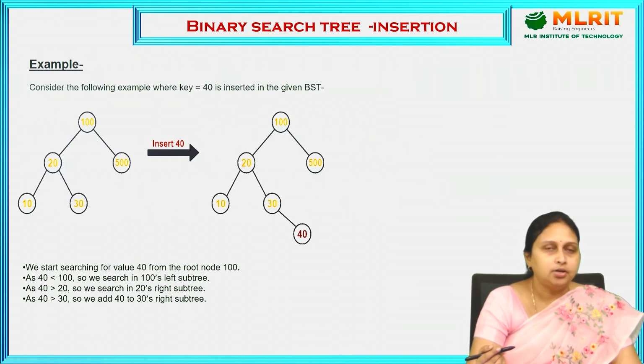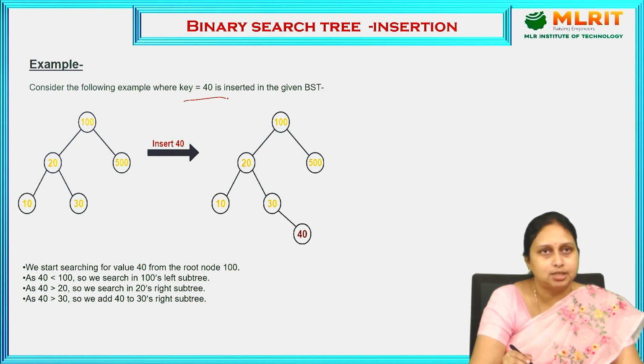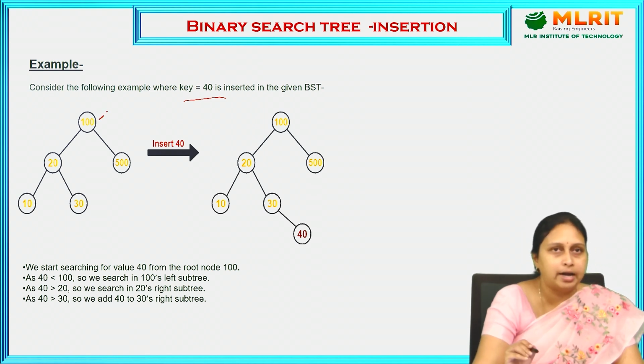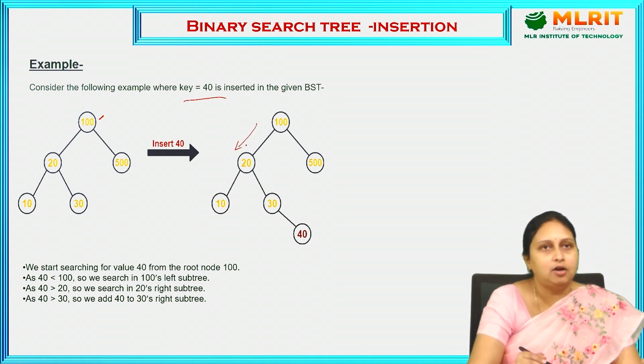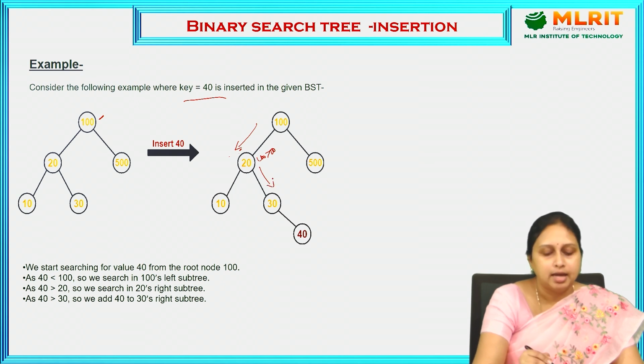Right? Here you can see this is an already given tree. Into that I want to insert the element 40. How to insert it? First I need to check with the root node, 100. 40 is less than 100. So I need to go for the left subtree. And in this left subtree, I am going to check 40. 40 is greater than 20. Go to the right subtree. Again check. Sorry, 40 is greater than 30. So I need to insert 40 as the right child of 30.